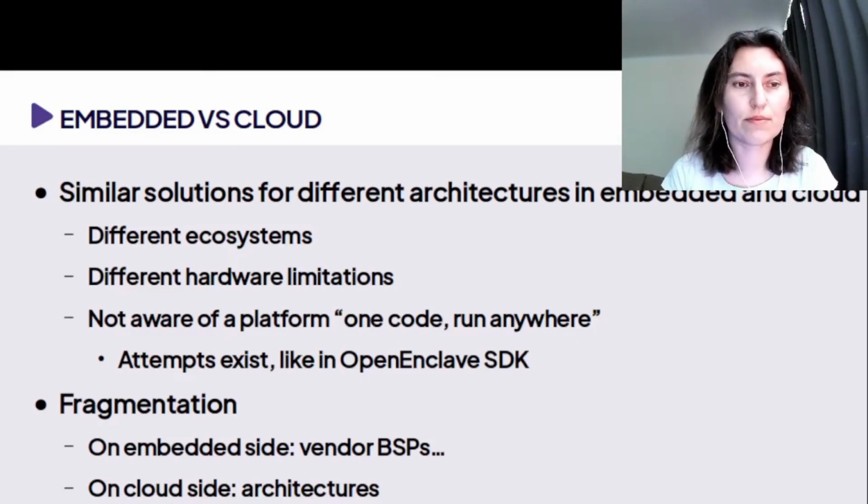In addition, we have fragmentation. On the embedded side, we have vendor BSPs delivering different versions of software, different versions of bootloaders, the kernel, OPTEE, and other related libraries. On the cloud side, we have mostly different architectures and different versions of processors with various extensions and quite many different versions of the security extensions. So we have multiple architectures that exist in the hardware you have.